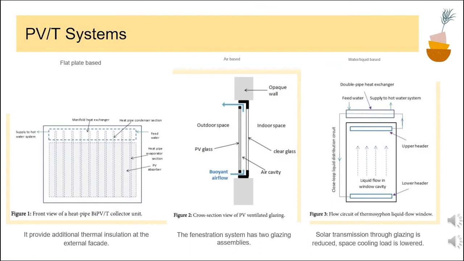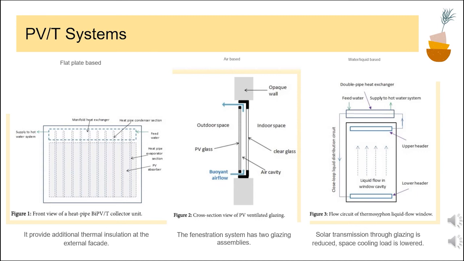The following systems are the three discussed in our journal, with the flat plate base, air base, and water or liquid base. Figure 1 shows a building integrated photovoltaic thermal collector unit with an array of heat pipes attached to a thermal absorber with the solar cells laminated at the top surface. The condenser end of each heat pipe is inserted into a manifold heat exchanger where the feed water stream passes through. The thermal efficiency is enhanced and the facade thermal insulation is improved in this design.